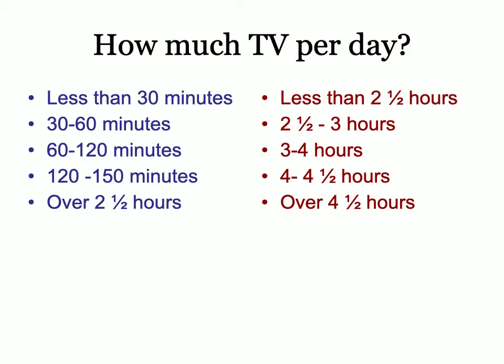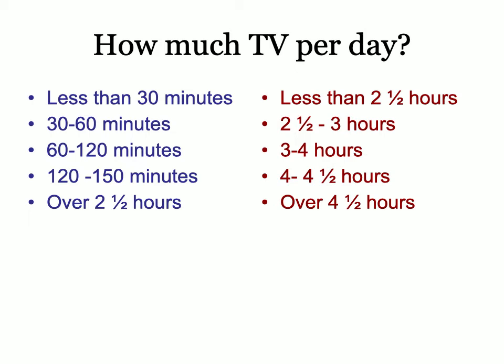And the left scale, as you hopefully can read, the numbers are pretty short: less than 30 minutes, 30 to 60, and so forth. And the top of that scale is over 2.5 hours. The right-hand scale, used in a separate version of the survey, the numbers are much higher. The lowest option there is less than 2.5 hours, and then 2.5 to 3, 3 to 4, and so forth. But in theory, a respondent should be able to pick their category in either scale.